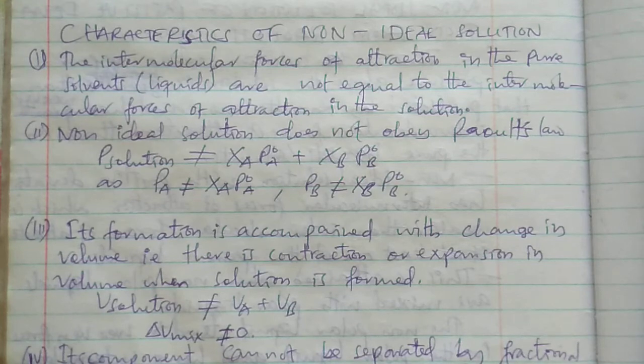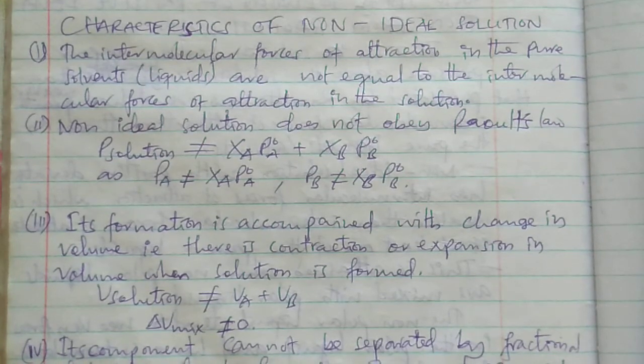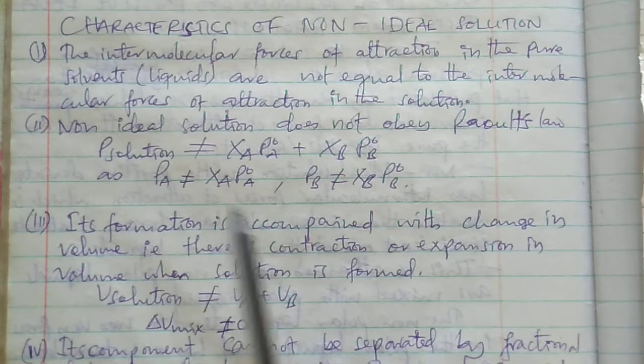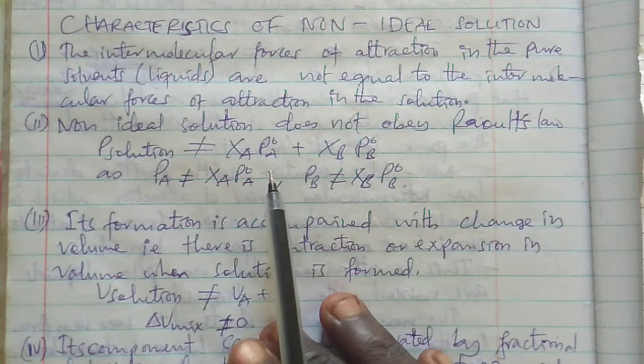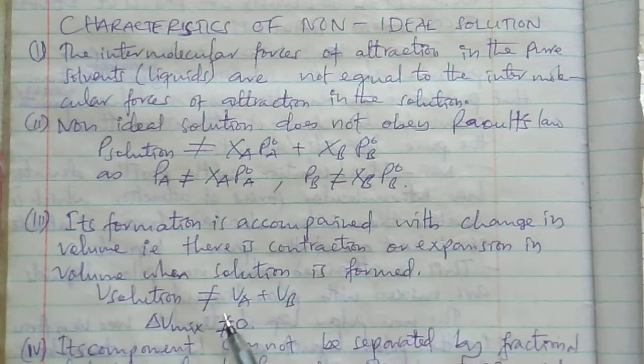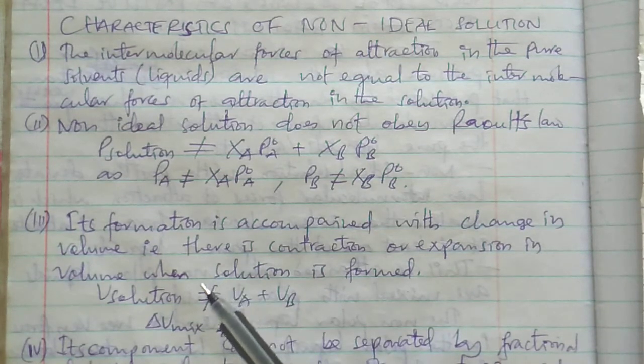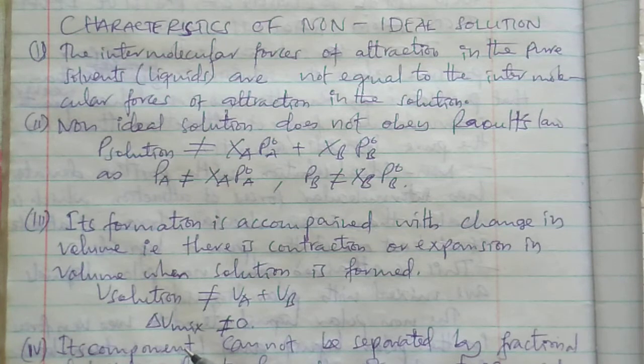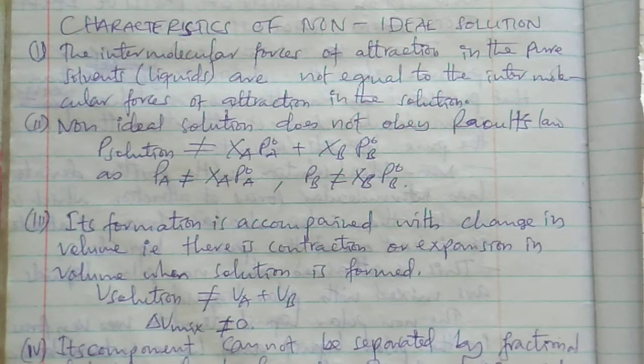The second behavior of non-ideal solution is about the pressure. The pressure of the solution is not the same or is not equal to the sum of the partial pressure of these. As I told you, it can be either higher or lower depending on the intermolecular forces of attraction. So if the pressure will be higher, that means it will be positive deviation. And if the pressure will be lower, that means it will be negative deviation from ideal behavior.